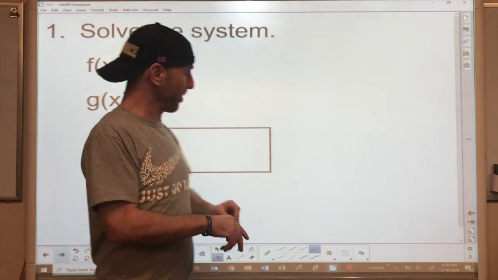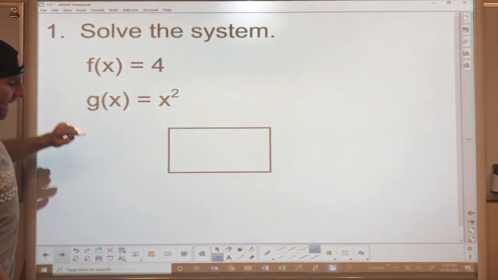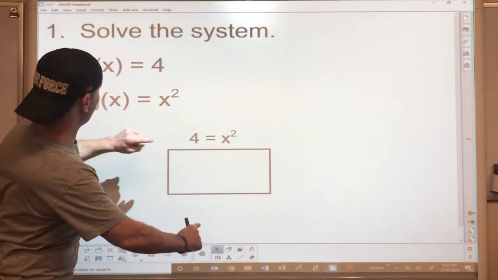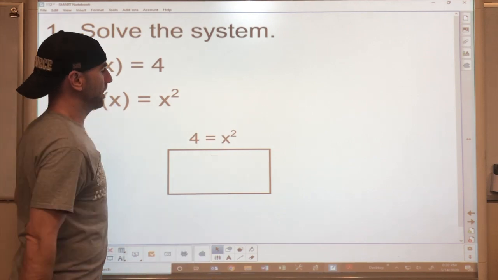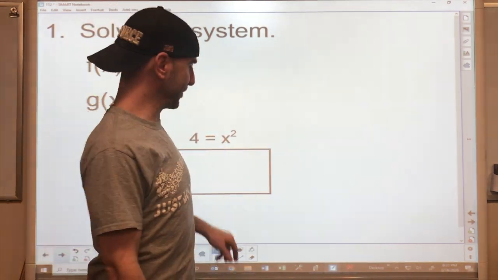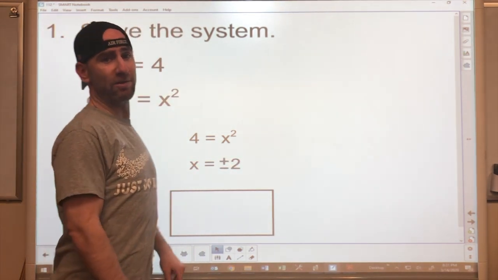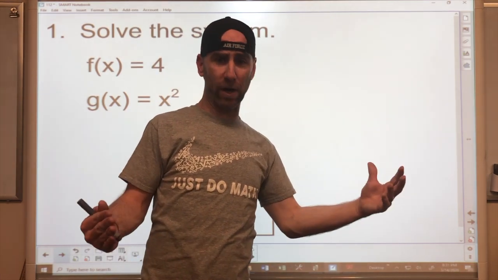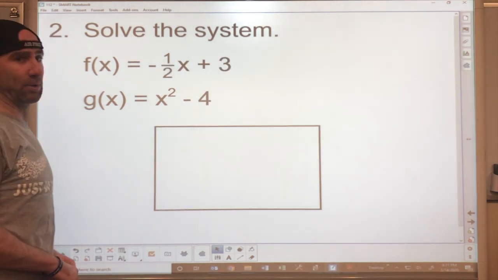other. So, f of x equals g of x, like this. So, f of x equals g of x. Of course, take the square root of both sides. Don't forget plus or minus, and there's the solution. So you've just solved the system of linear and quadratic equations. Let's take a look at the second one.